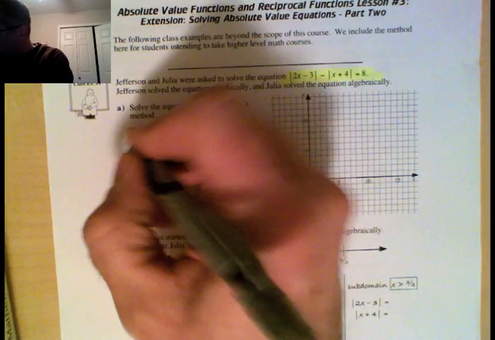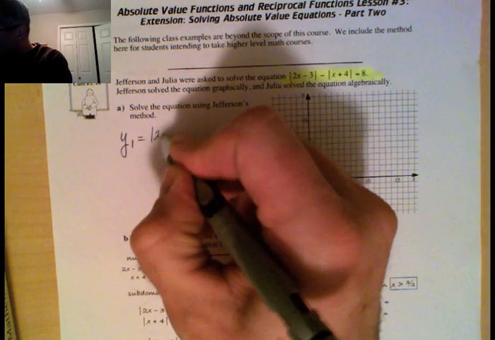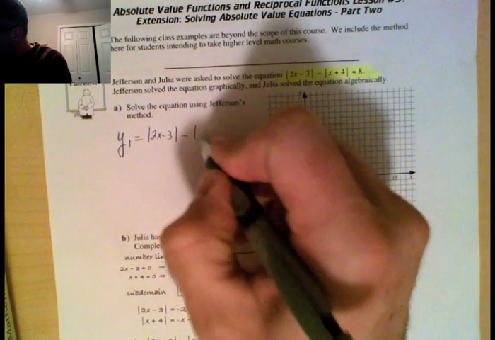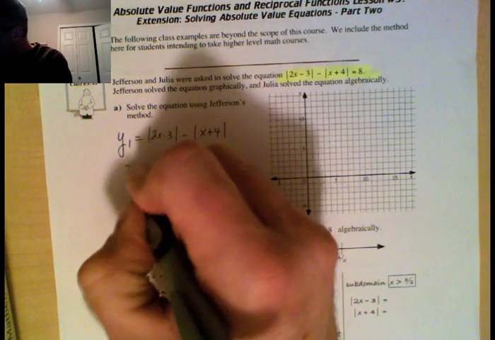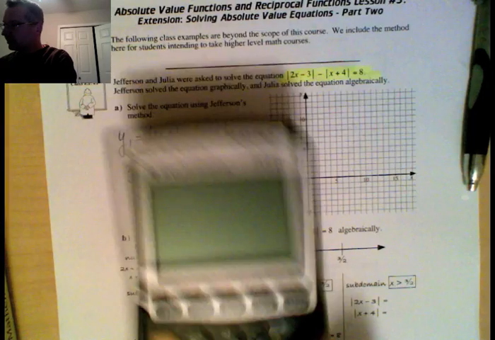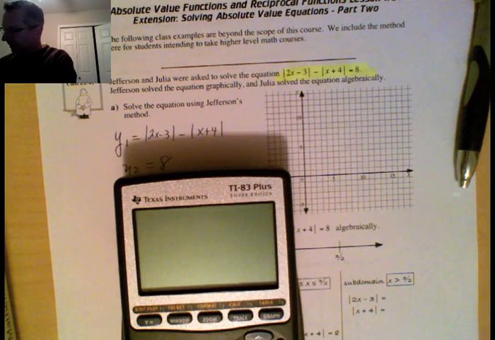So what we're going to do is in y1, we're going to put in the left-hand side of this equation, which is the absolute value of 2x minus 3 minus the absolute value of x plus 4. And in y2, we're going to put in 8. And we're going to find our solutions using those particular situations.